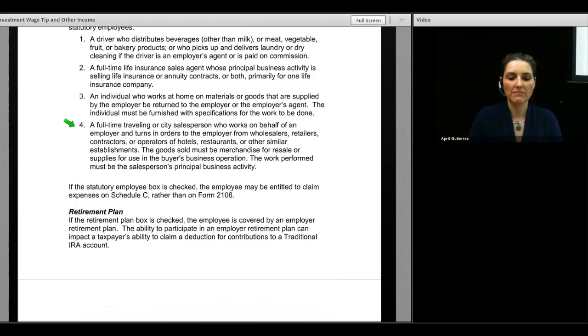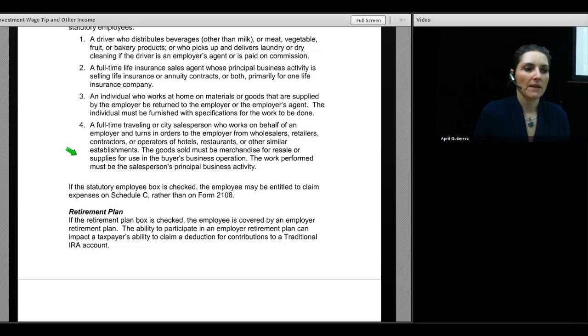And finally, this is the one that I come across the most often when I do run across a statutory employee. It's usually under this fourth category, who is a full-time traveling or city salesperson who works on behalf of an employer and turns in orders to the employer from wholesalers, retailers, contractors, or operators of hotels, restaurants, or similar establishments. The goods must be merchandise for resale or supplies for use in the buyer's business operation. The work performed must be the salesperson's principal business activity. So let me give you an example. We have a shoe salesman. He works for a shoe manufacturer. He travels around the country meeting with owners of shoe stores and selling them their shoes.